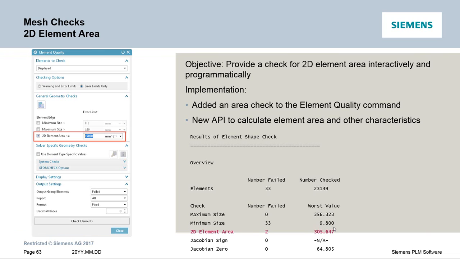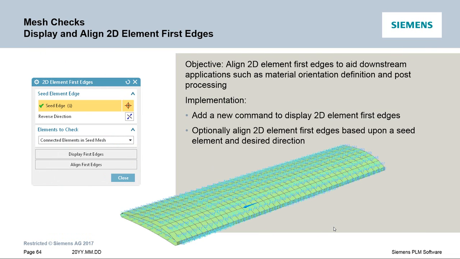We have some new 2D mesh checks in regard to the 2D element area. We can check to make sure that the 2D element area is greater than or equal to a specified size. We can also display and align 2D element first edges. And this is helpful when creating a 2D mesh that will be used for a laminate definition.